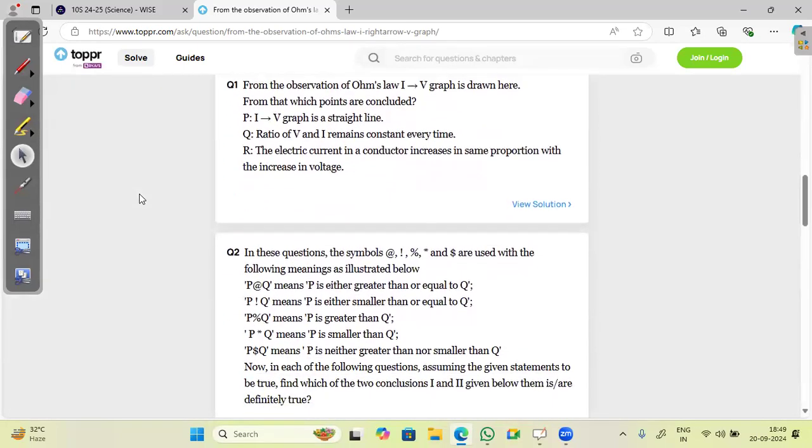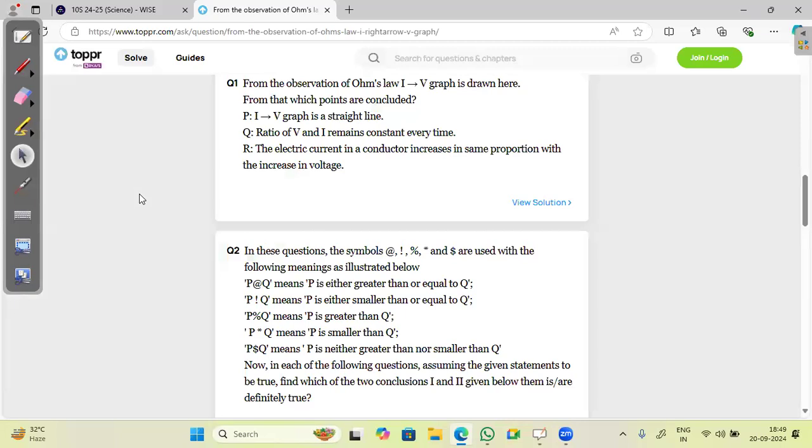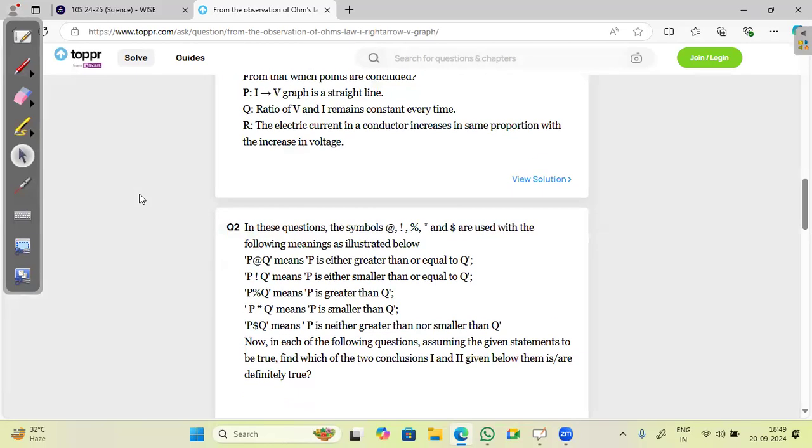So see this one. From the observation of Ohm's law. Also, this is the question.